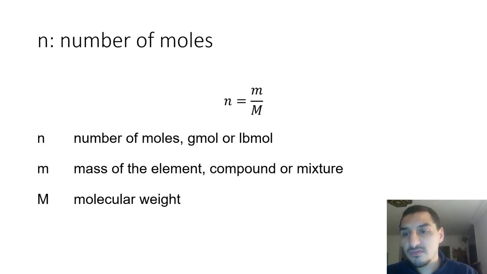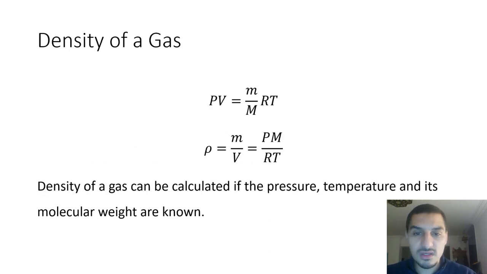And now let's go to the last parameter, which is n, the number of moles. The number of moles equals mass divided by the molecular weight or the atomic weight of the gas that we're doing the calculations on. And finally, if you want to calculate the density, which is the mass by volume, you can substitute mass divided by molecular weight instead of n, and you can calculate the density as mass divided by volume, which is going to be PM over RT, and this is how you can calculate the density of a gas if you know the pressure, the temperature, and the molecular weight.